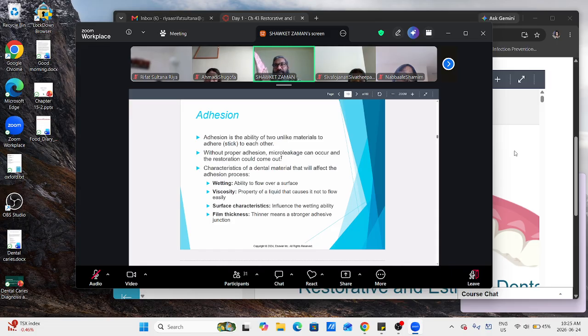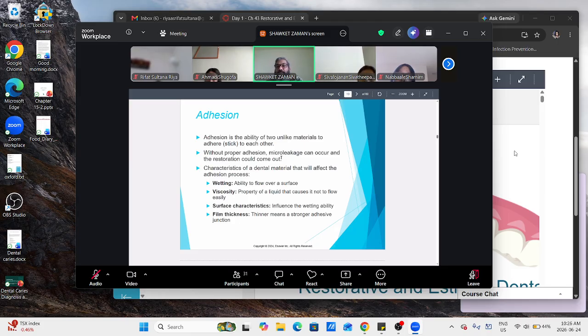They will cover the surface easily when they are less viscous, right? And then they will follow the characteristics of all the surfaces to cover, and they will influence the wetting ability. And then the thickness will be very thin, and this will give a proper adhesion. So you want a good bonding. We want good bonding between the materials and the tooth surfaces.